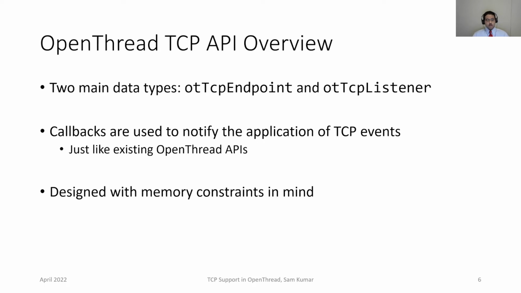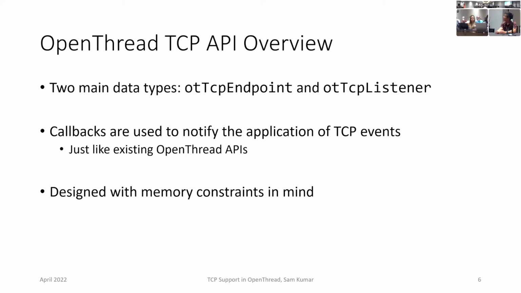Finally, I just want to say that throughout the TCP implementation and API, we designed it with memory constraints in mind. For example, the implementation does not use a general purpose memory allocator like malloc. Furthermore, the API given to the programmer allows the programmer to use the API without a general purpose memory allocator like malloc.